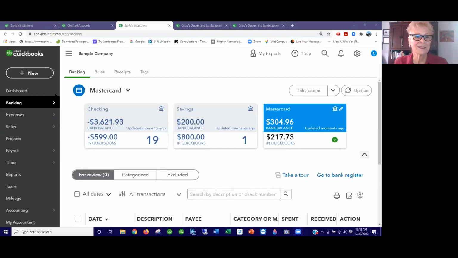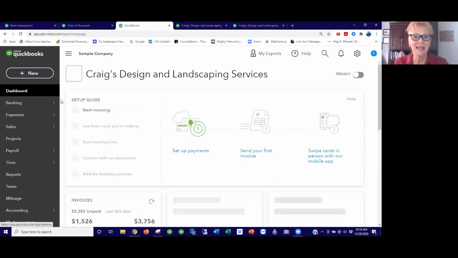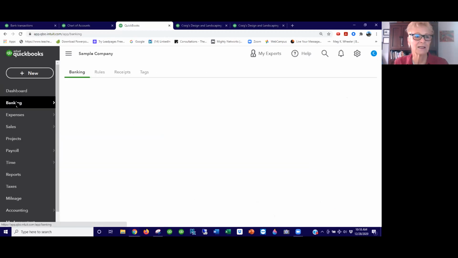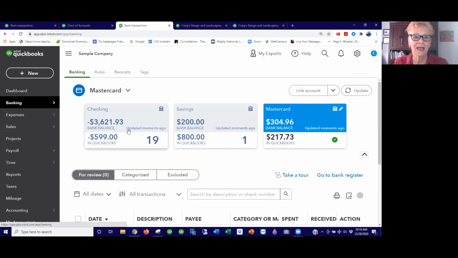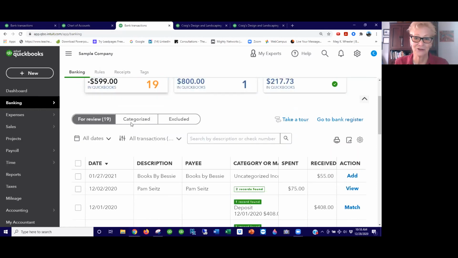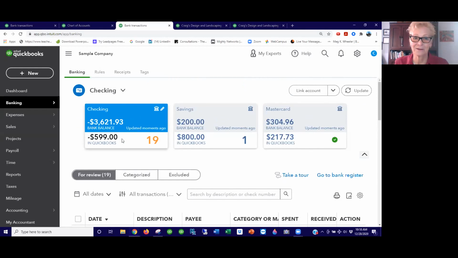There we are. I'm using Craig's Landscaping. This is our QuickBooks Online file. And I want to show you what the reconciliation looks like in case you end up with messy reports or in case you need to do a little bit of troubleshooting. So we'd go into banking, and let's say we were going to reconcile this checking account. We learned that the blue is what my balance at the bank currently is. So Craig is overdrawn by $3,600, and what's in my QuickBooks is only $599.